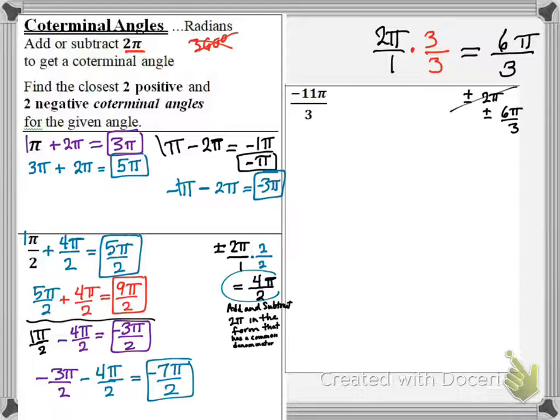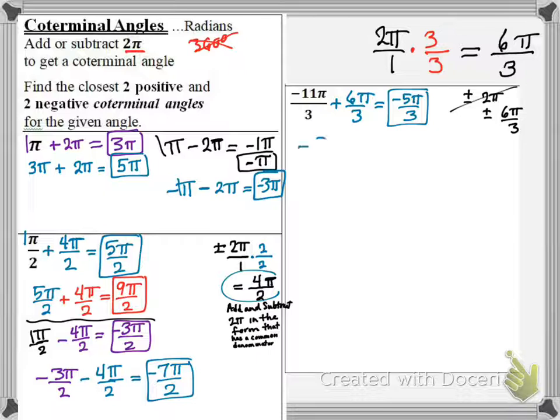So I'm taking the original one. I am adding 6 pi over 3. I'm hoping to add and get the positive one. But in this case, negative 11 plus 6... well, I definitely got a coterminal angle, but it is not a positive coterminal angle. Okay, that's okay, we can work with it.